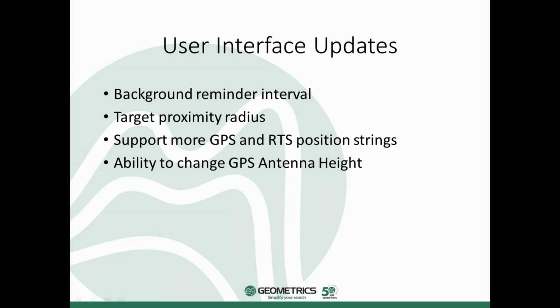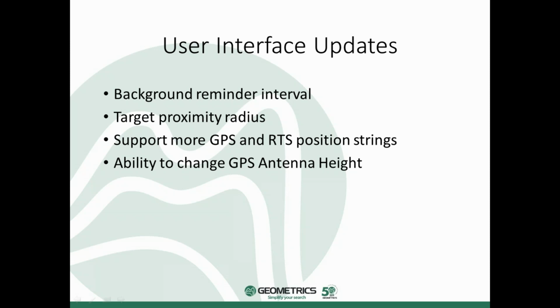We've updated the software to support a few more GPS and RTS position strings. So we do allow for a robotic total station to be used, and new GPSs like Trimble R10. One note is we found that if you're using an R10, turn off the GLONASS setting. For whatever reason, when the GLONASS is turned on, Trimble inserts an extra character. But we may fix that in the future. But as of right now, if you're using R10, turn off the GLONASS feature.